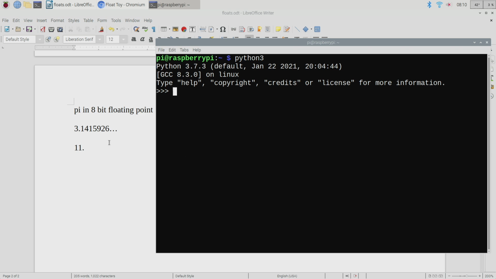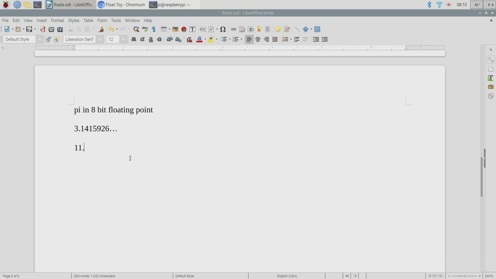Okay, so what is the position to the immediate right of the radix? What's its place value? The tenths in base 10, but in binary, what is it? The halves place. Can a half fit into 0.14159 blah, blah, blah? No. So that place has to be a 0. What's the next place value? Quarter. Can a quarter fit into 0.141 blah, blah, blah? No.